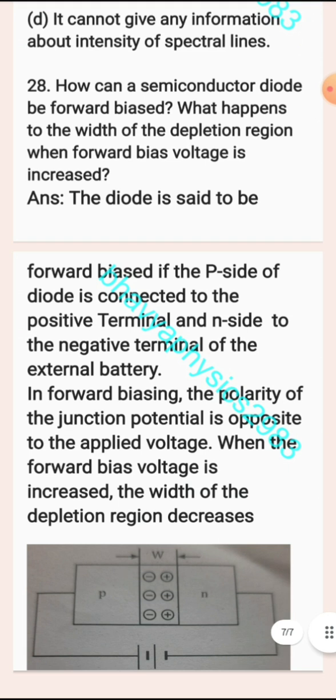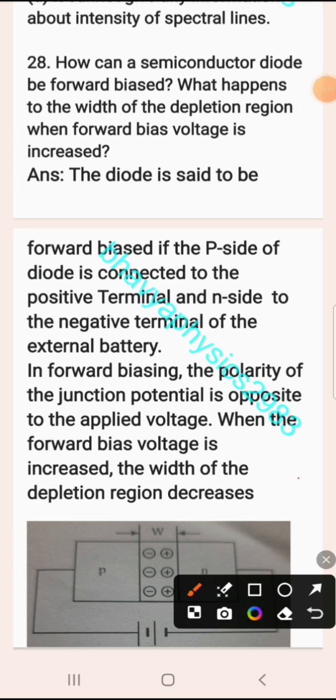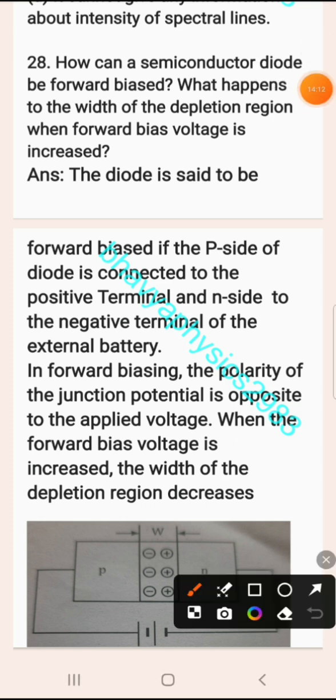The last question from this model paper, 2 marks questions, is how can a semiconductor diode be forward biased? What happens to the width of depletion region when forward bias voltage is increased? See, here in semiconductor diodes, we are having a PN junction, right? So this PN junction means it is a P-type and N-type. P-type is having majority of holes and N-type is having majority of electrons, okay? So when P-type is connected to the positive terminal and N-type is connected to the negative terminal, then it is said to be forward biased, okay?